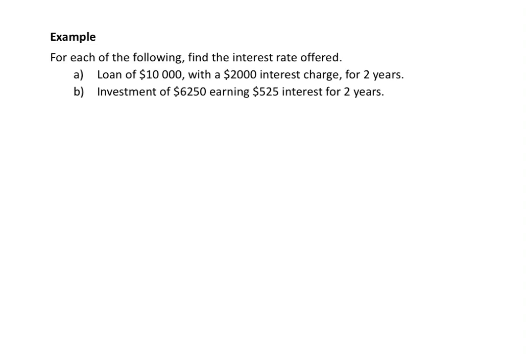So for each of the following, find the interest rate offered. So for A, there's a loan of $10,000 with interest totaling $2,000 for a 2-year period. So to find out what the interest rate is going to be, start off by writing down the formula that we normally use. So interest is equal to principal times the rate times the term.